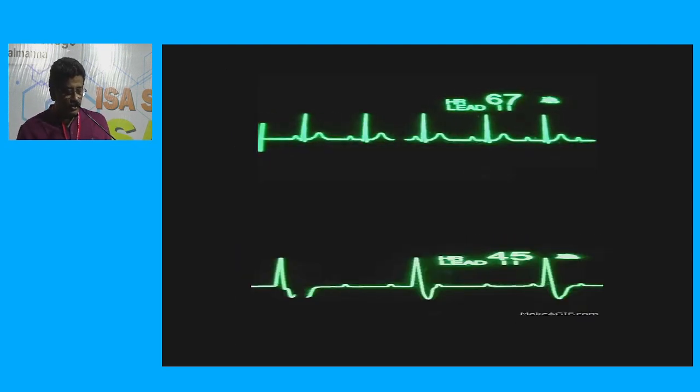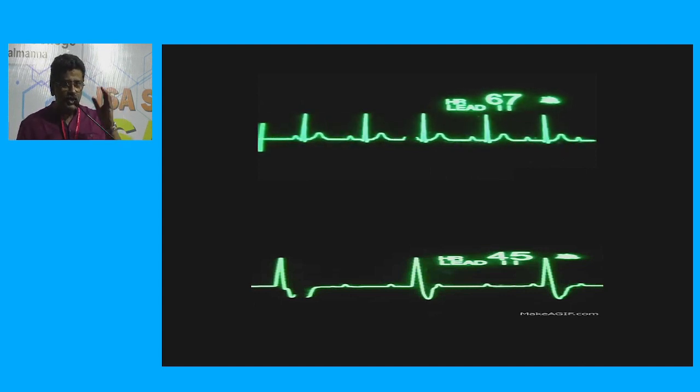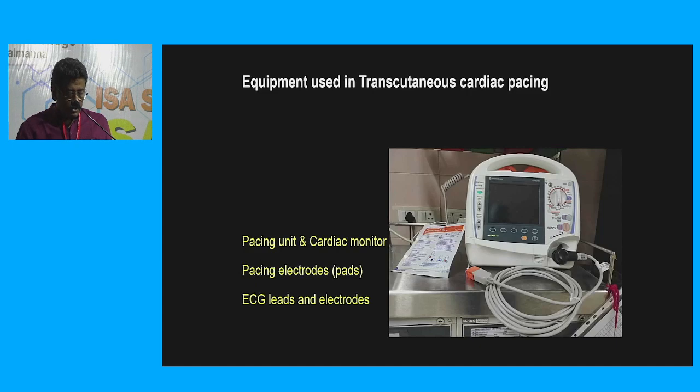So what do you see on the first one? Tell me what it is. If you look at it, it is a progressive prolongation of the PR interval followed by a drop beat. So that is type 1 of second degree block, and the second one is the complete heart block. So these are the units that you have.